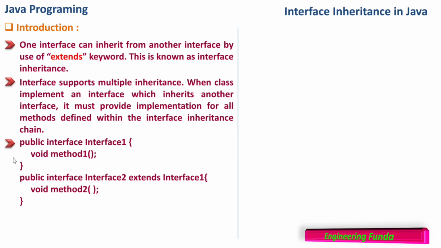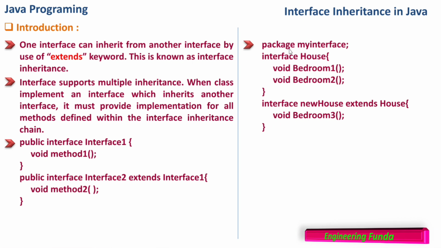Here we can see that there are two interfaces, interface 1 and interface 2. Interface 2 extends interface 1. That means method 1, which is a member of interface 1, will also belong to interface 2. So now interface 2 will have two methods, method 1 and method 2.